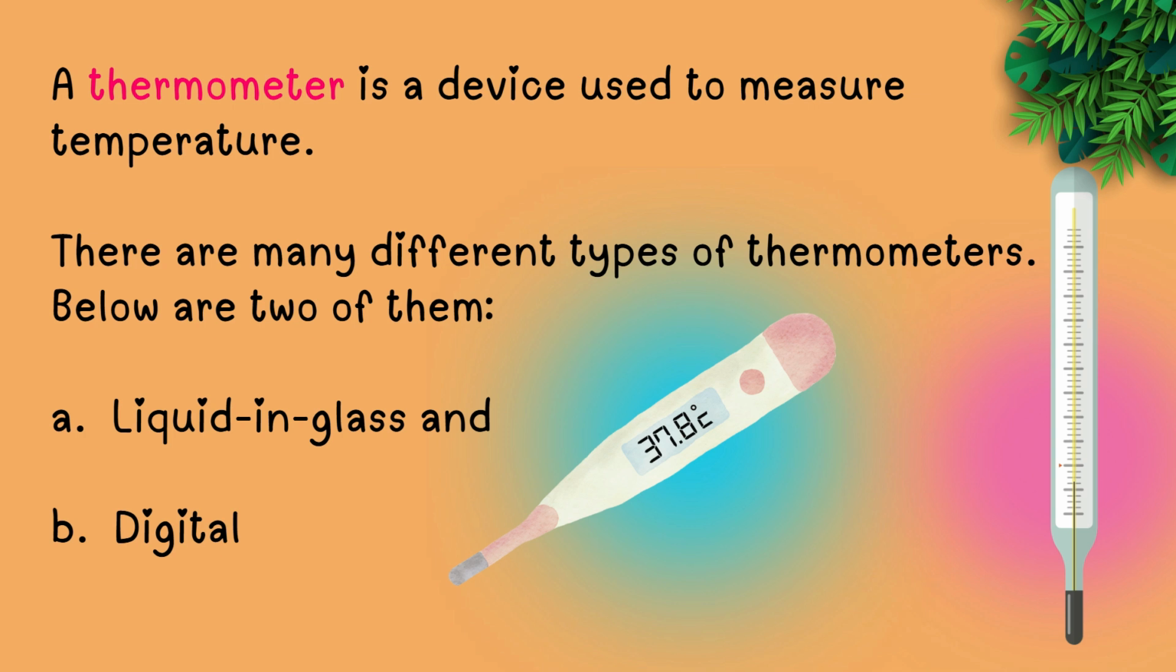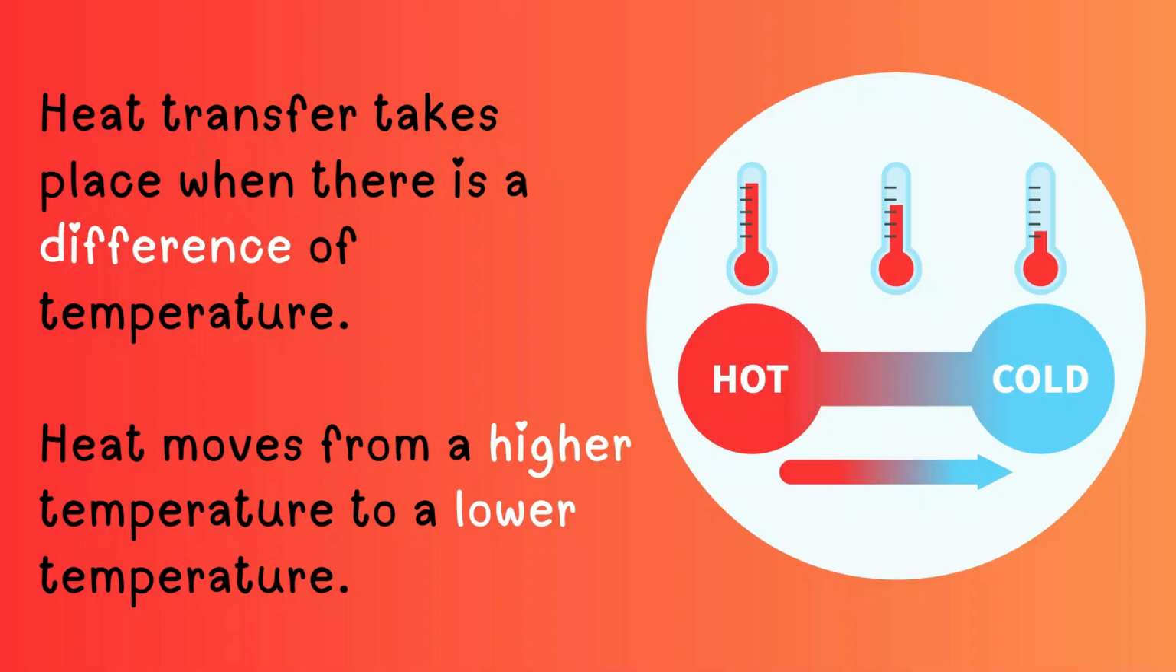A thermometer is a device used to measure temperature. There are many different types of thermometers. Below are two of them: liquid in glass and digital.